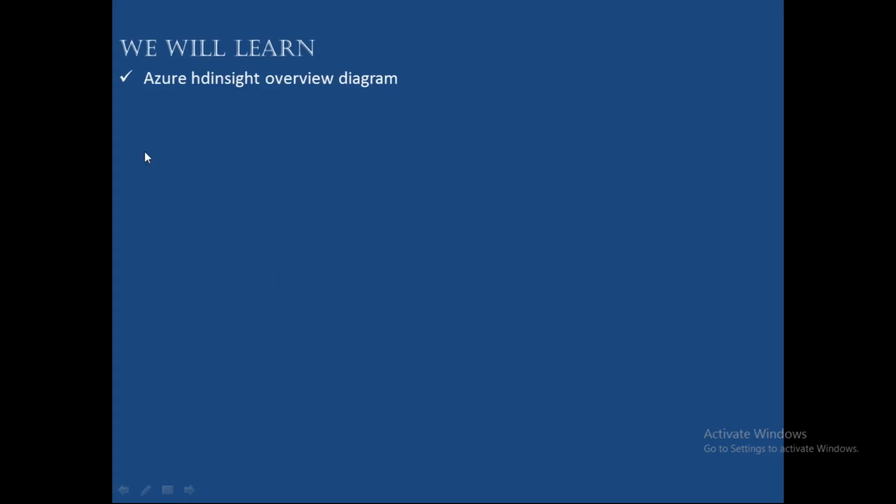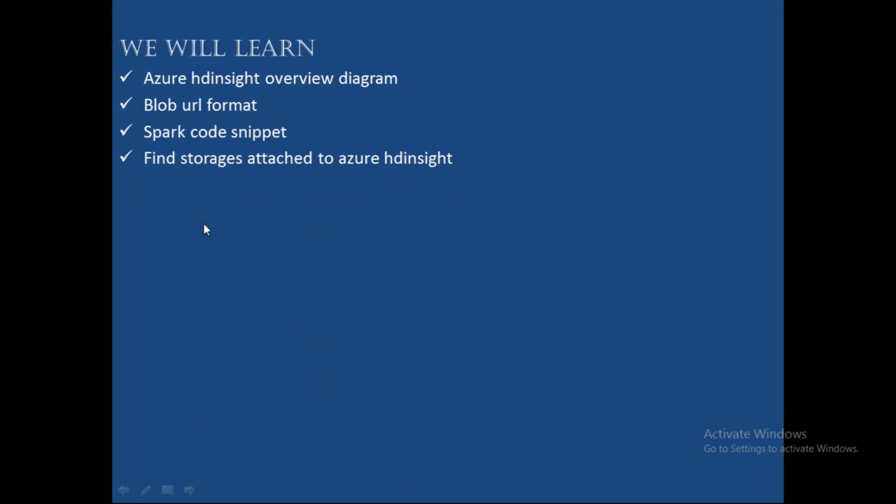In today's session we will learn the Azure HDInsight overview diagram. I will tell you what all Azure HDInsight can do, how you can submit a job, and from where you can read the data. All those things I will discuss in this concept. Then we are going to talk about the blob URL format. When you are reading data from blob storage by using an Azure HDInsight Spark cluster, how do you need to form the blob URL? We'll talk about that. Then we are going to talk about the Spark code snippet. What is the Spark code that I'm going to execute today?